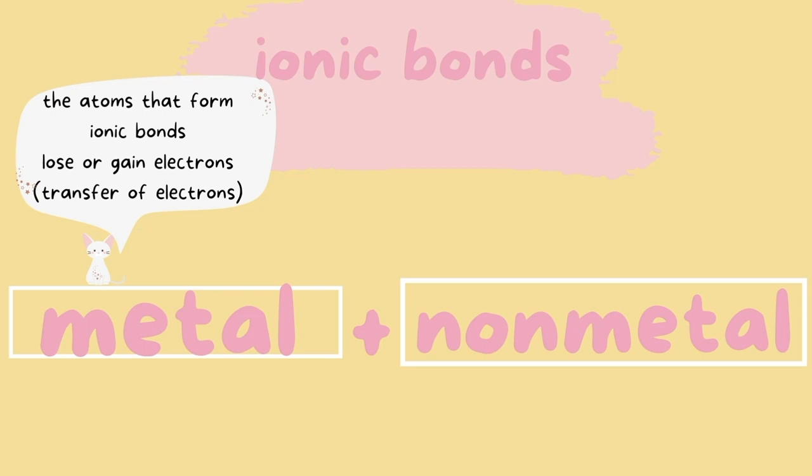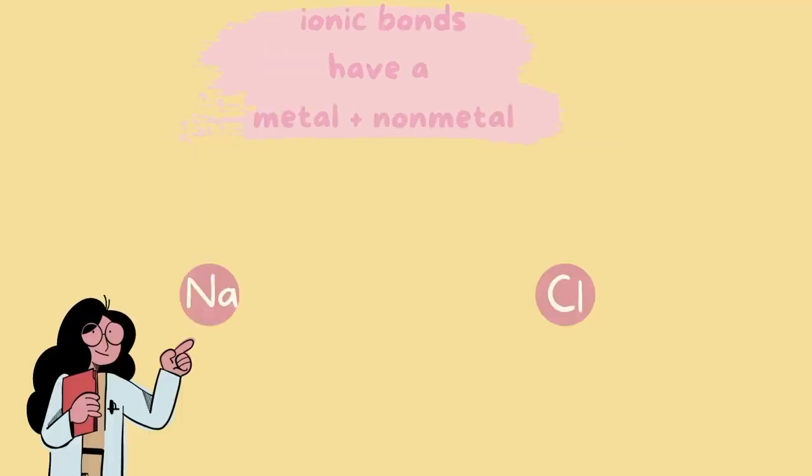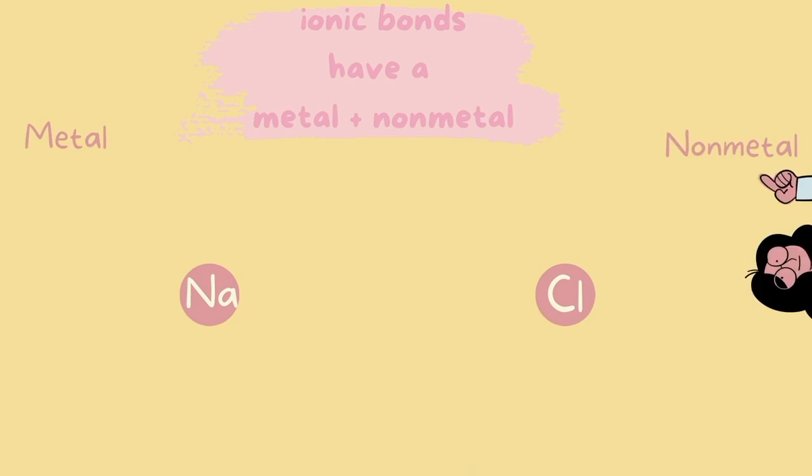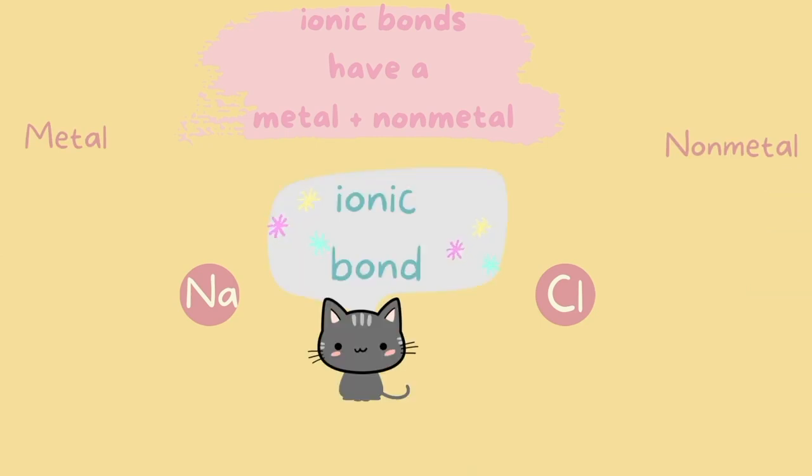The atoms that form ionic bonds will either lose or gain electrons, and this is referred to as a transfer of electrons. Here we have sodium and chlorine atoms. Sodium is our metal, chlorine is our nonmetal, so automatically we know we have an ionic bond because we have a metal and a nonmetal coming together.